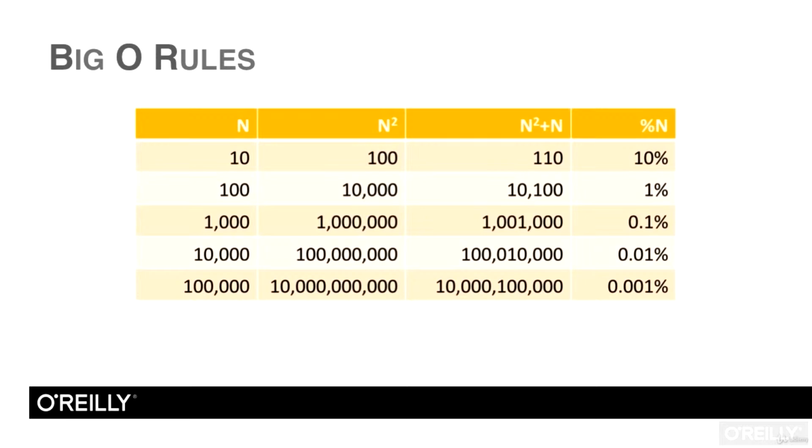When n is 100, n squared is 10,000, and n squared plus n is 10,100. Now the extra n term adds only 1% to the total. When n is 1,000, n squared is 1,000,000, and n squared plus n is 1,001,000. Now the extra n adds only 0.1% to the total. You can probably see where this is going.